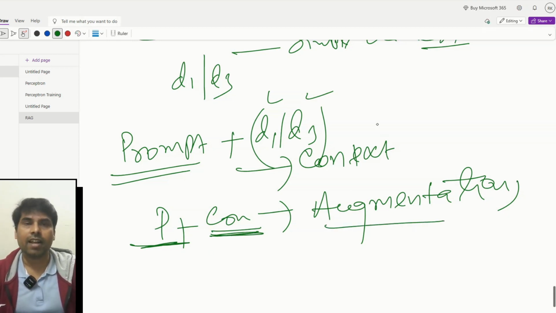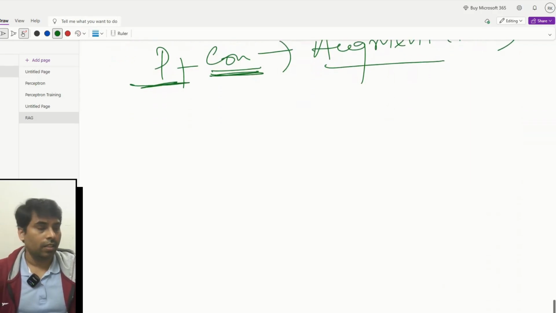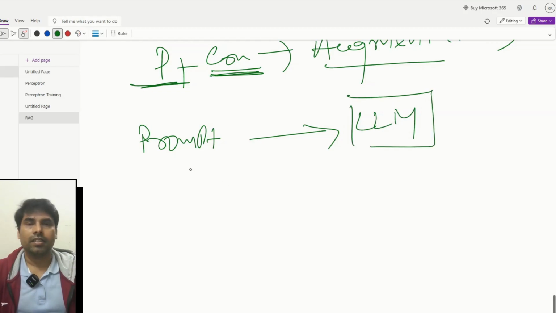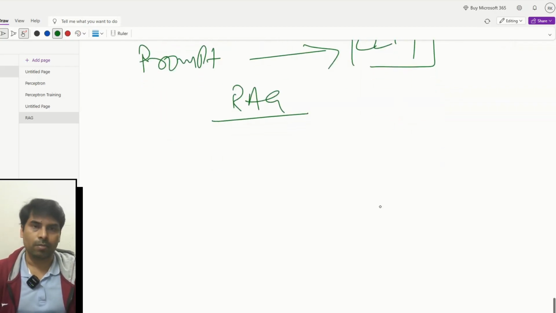So in RAG, what happens? Let me compare. In the simple case, we send a prompt to the LLM, where I'm not managing my own context base. But in the RAG application, we are not sending only the prompt. This is my LLM. Again, we are using the LLM here.